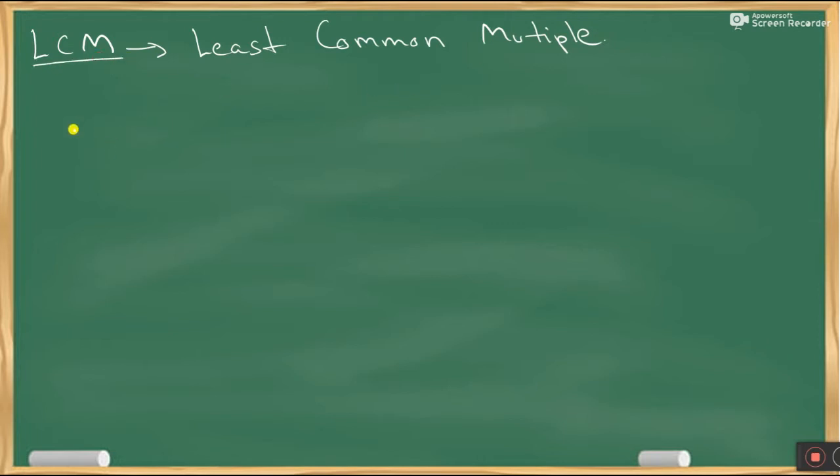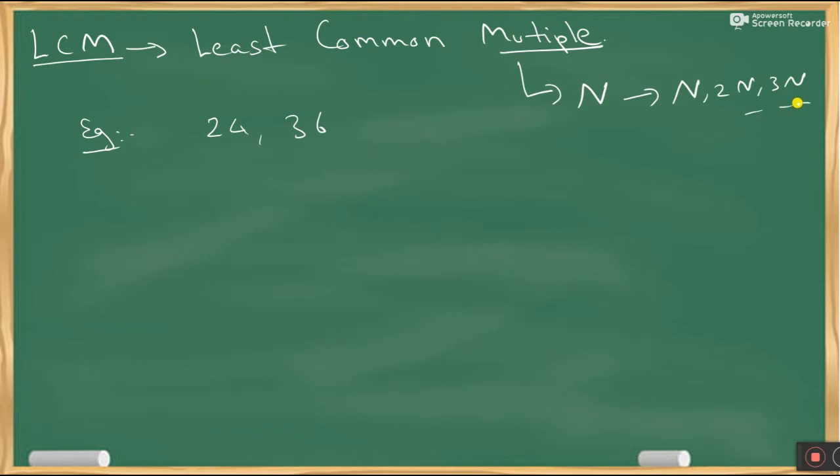So let me take an example. Let's say there are two numbers, 24 and 36, and I want to find the least common multiple of these. Now here we have a term called multiple. So what does multiple mean? If n is a given number, then n, 2n, 3n and so on are the multiples of the given number n.